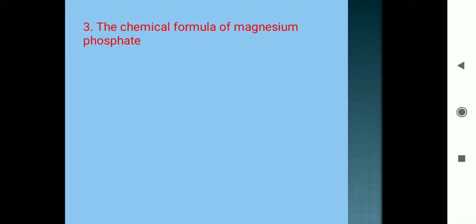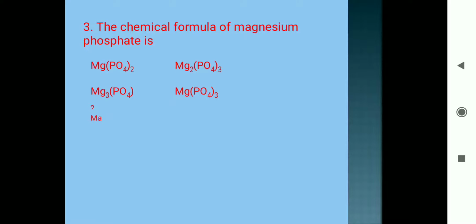Coming to the third question. Here the question is given as the chemical formula of magnesium phosphate. Options are given as Mg(PO4) taken twice, Mg2(PO4) taken thrice, Mg3(PO4) taken twice, Mg(PO4) taken thrice.